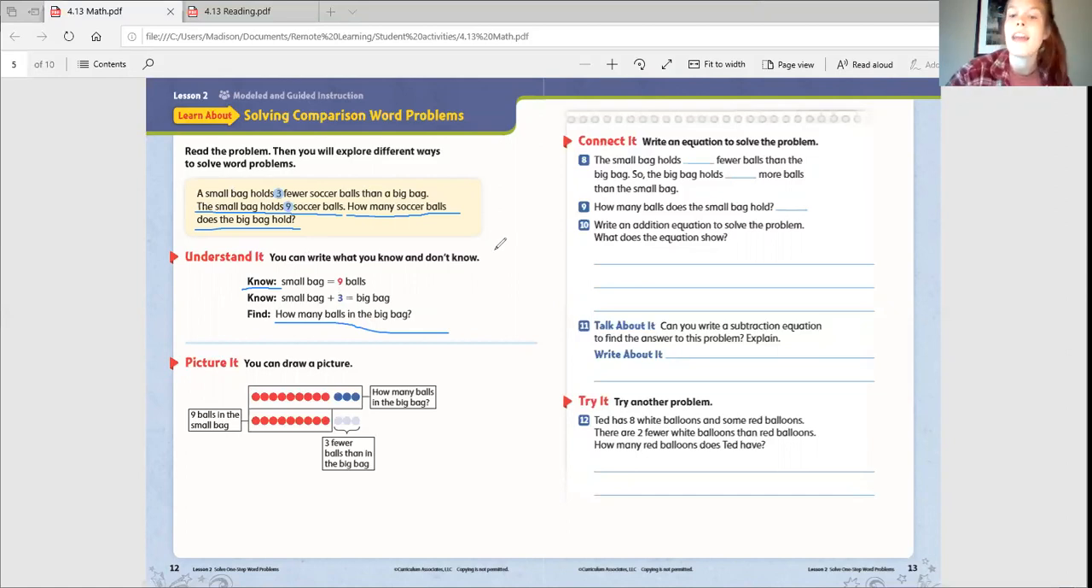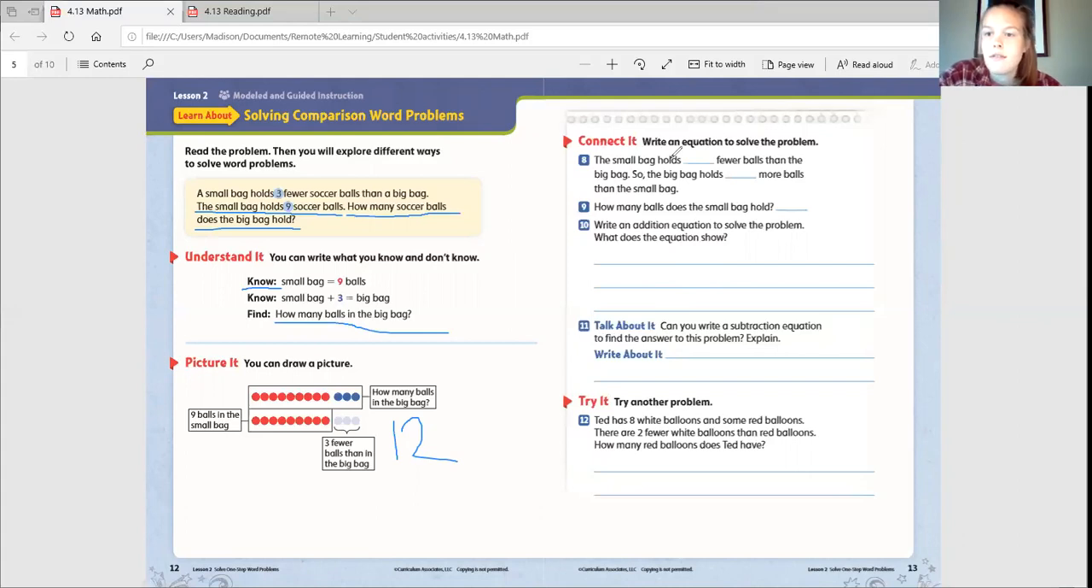And then we need to find out how many balls are in the big bag. So we want to know that total amount. And right down here, they've drawn the pictures for us. Let's count how many they drew. And down here, so we have our 9 balls in the small bag. Let's count them. 1, 2, 3, 4, 5, 6, 7, 8, 9. And then 3 fewer balls. So if we added those 3 more, we're going to have 9. And now let's do counting on. So that means I'm going to start at 9 and count up. That's 9, 10, 11, 12. So we're going to have 12 right there in total. So I'm going to write that right there.